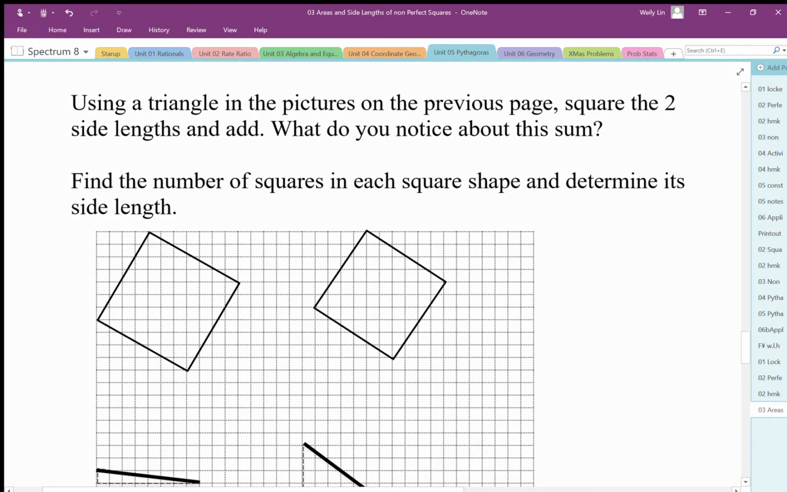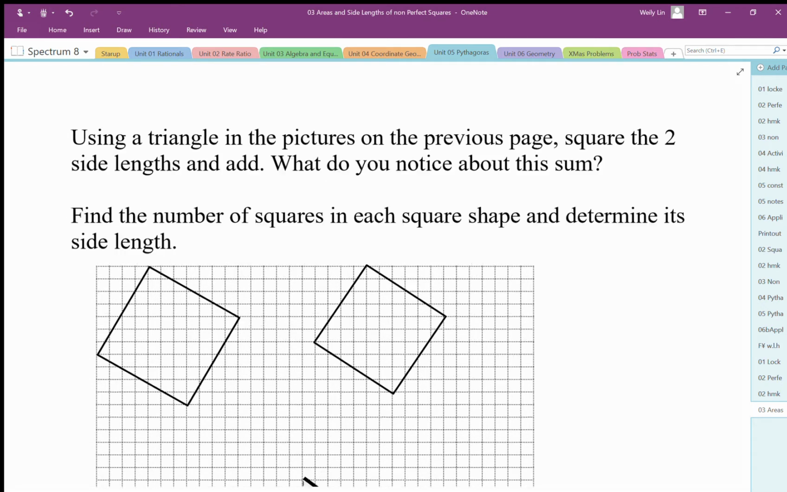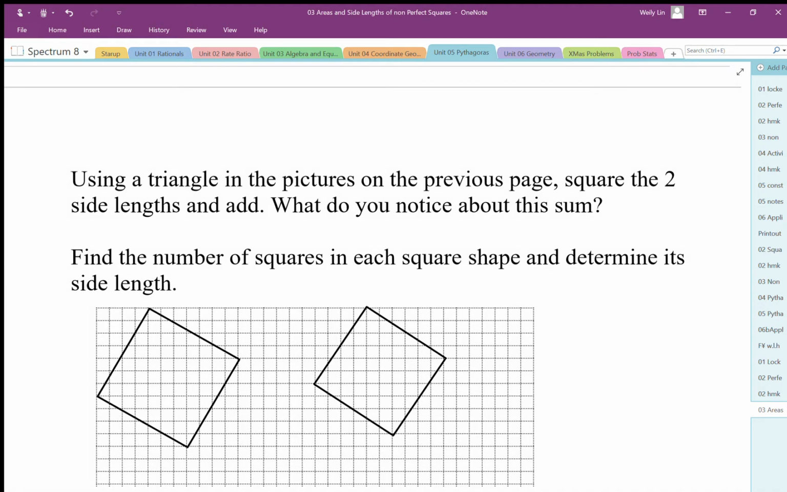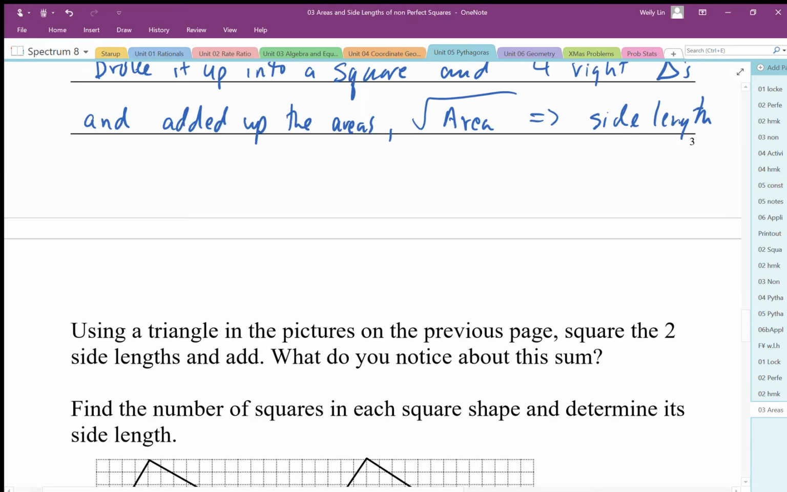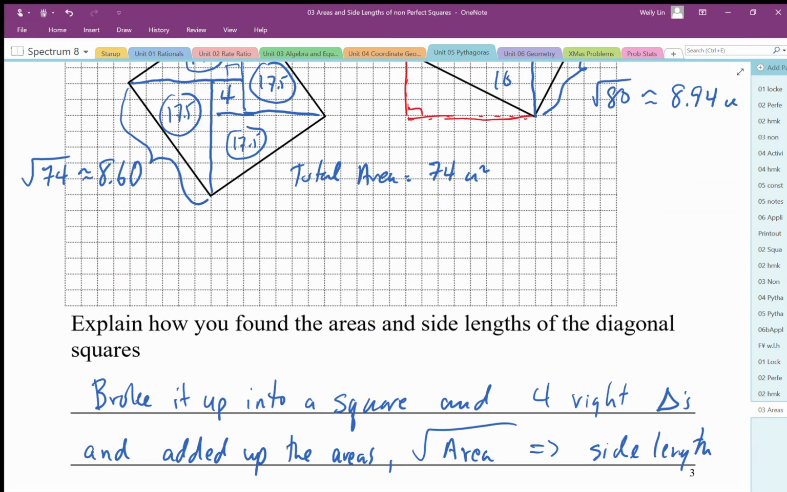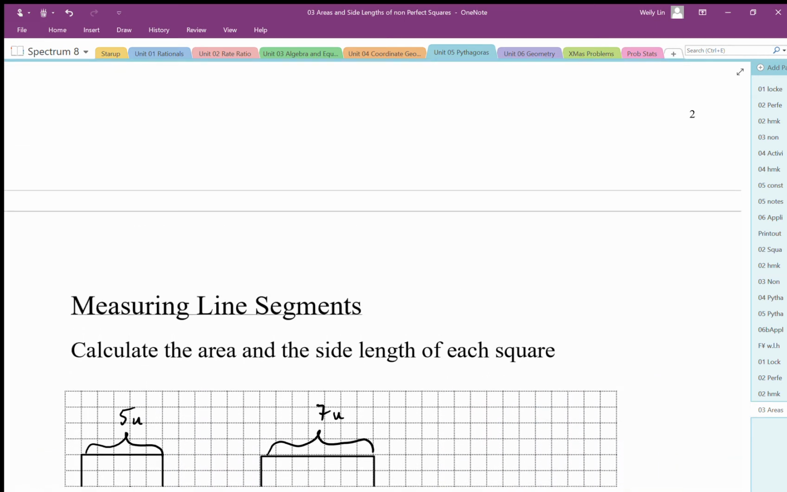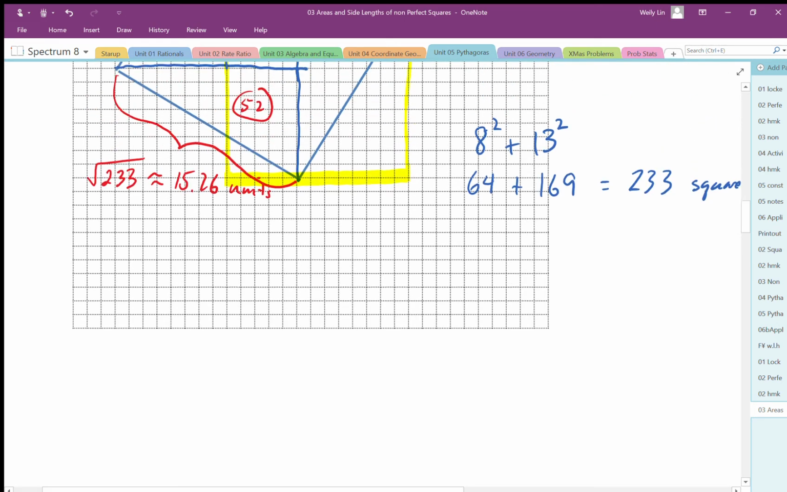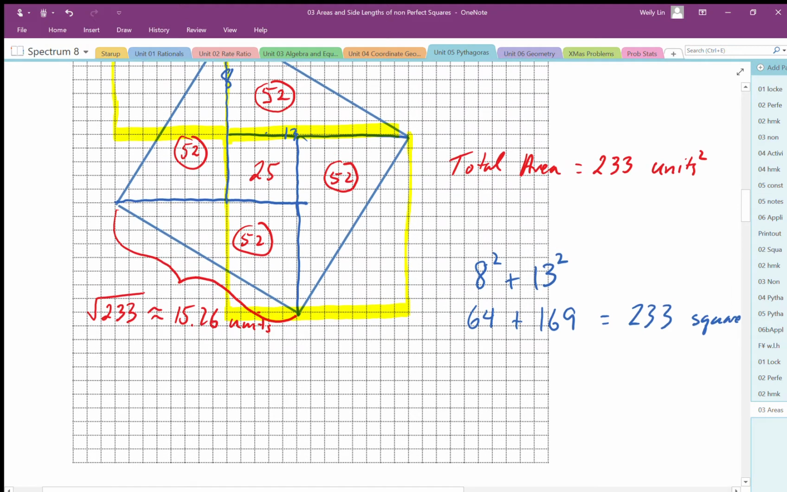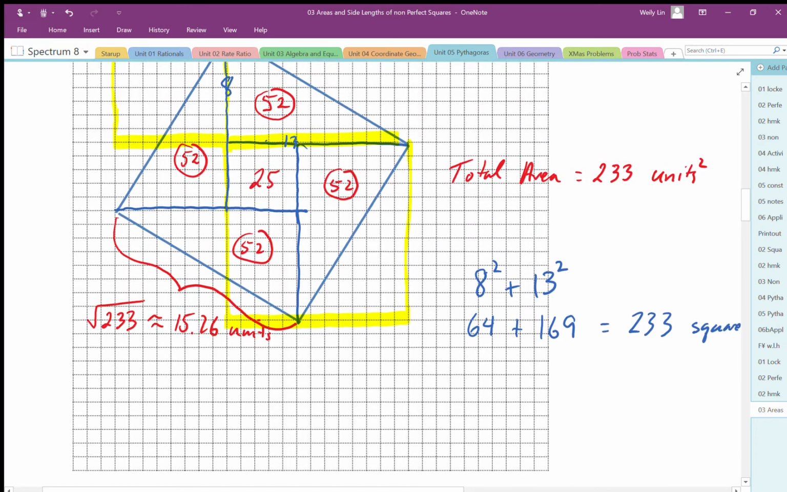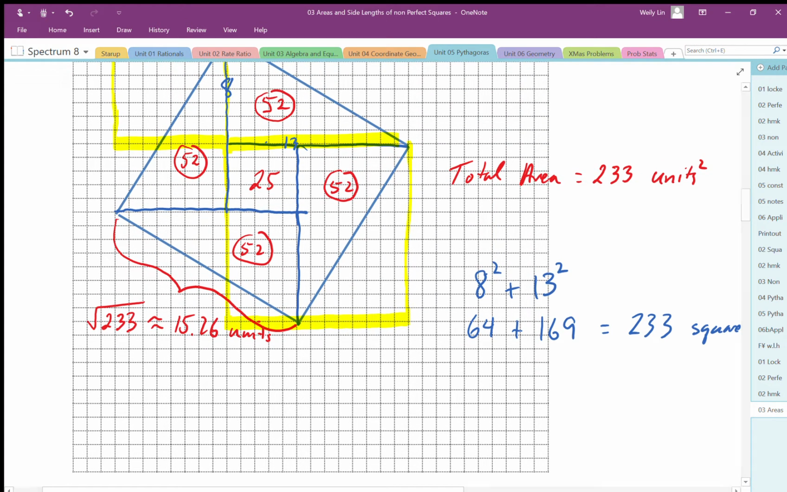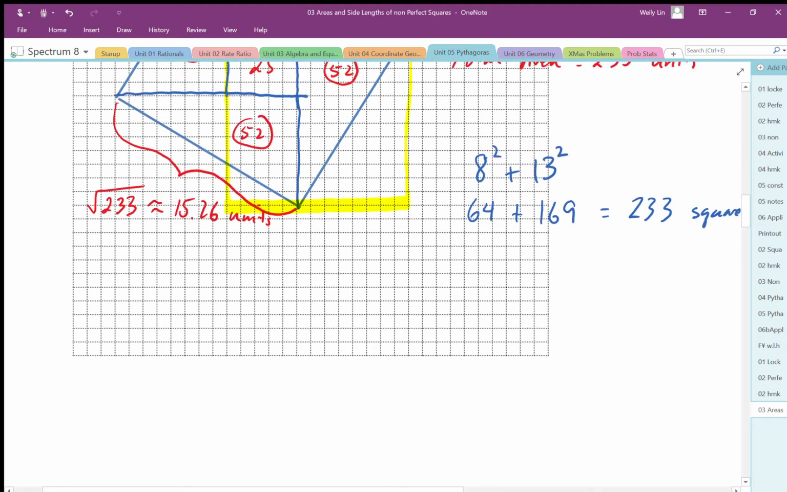So the notes here say, using the triangles in the pictures on the previous page, square the two side lengths and add. And what do you notice about the sum? Well, we kind of tried it before, and it looked like when we square the side lengths, we end up with the area of the diagonal square.